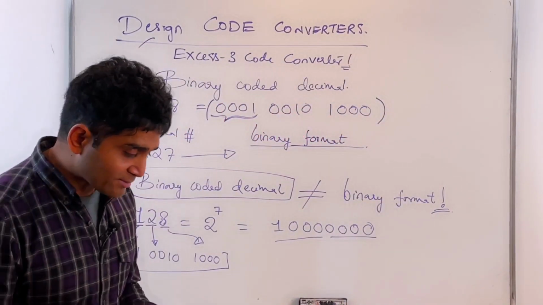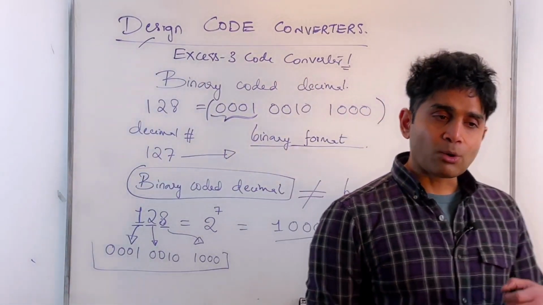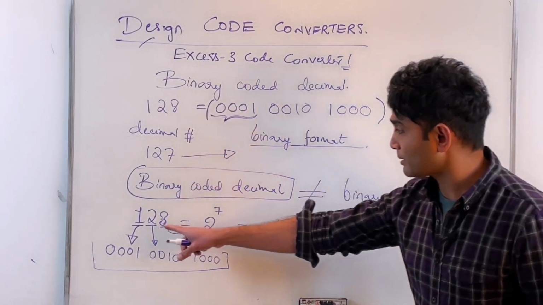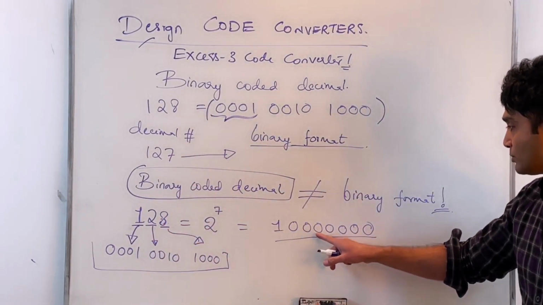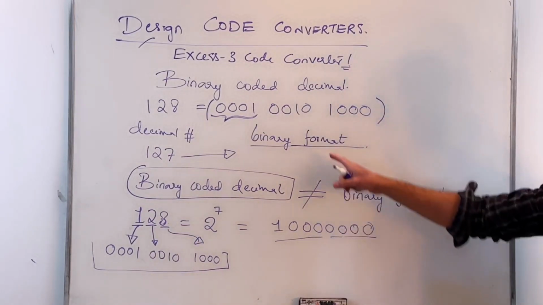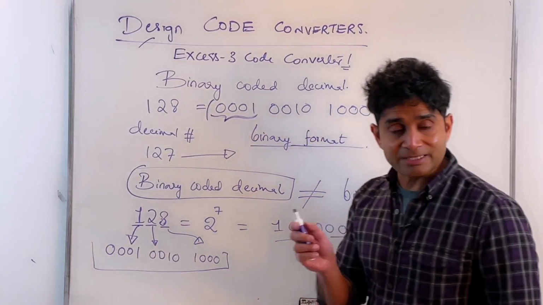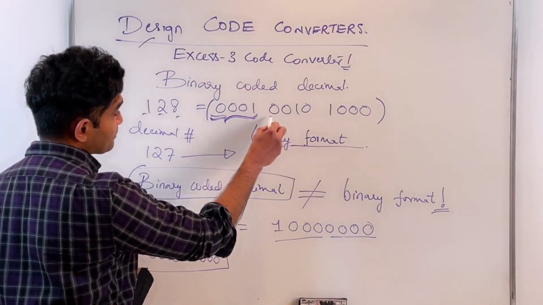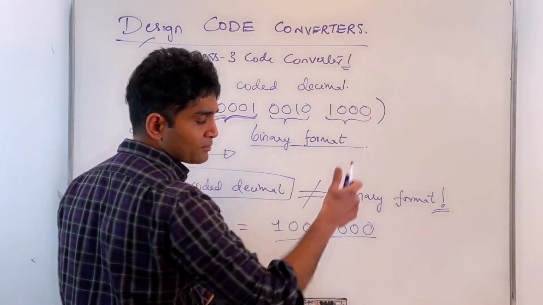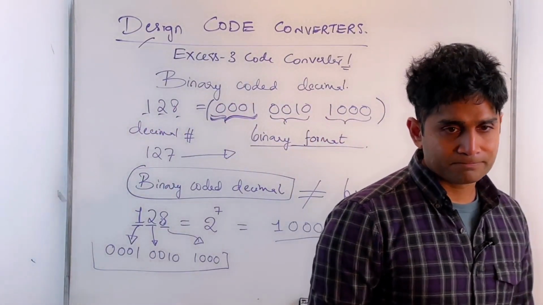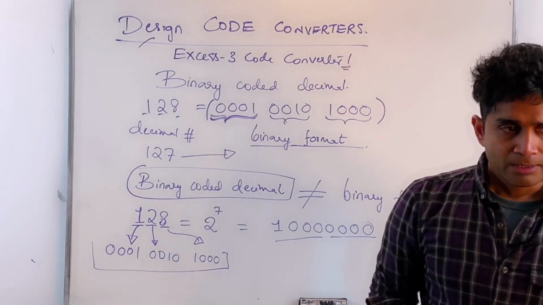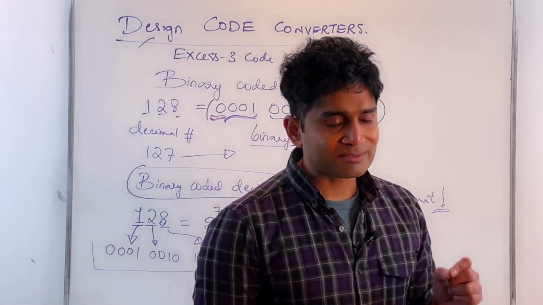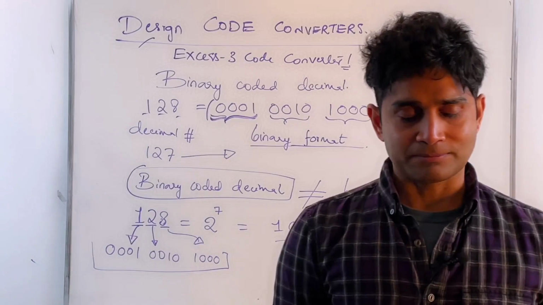Again, I would like to stress that the binary coded decimal format is not the same as the binary format. The binary format for this particular number would have read as 10000000, which is different from what I have here. So each digit of your decimal number is expressed as its corresponding 4-bit binary code. That's your binary coded decimal format. Now, why did I choose 4 bits here? Why should I express each digit with 4 bits? Why not 3?